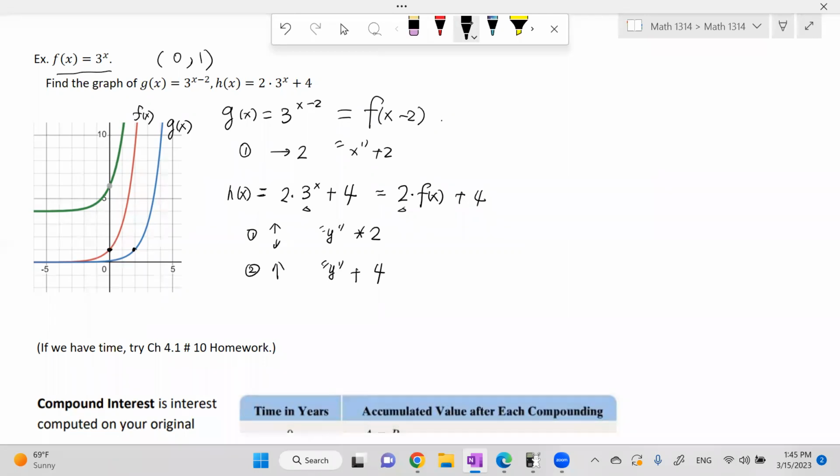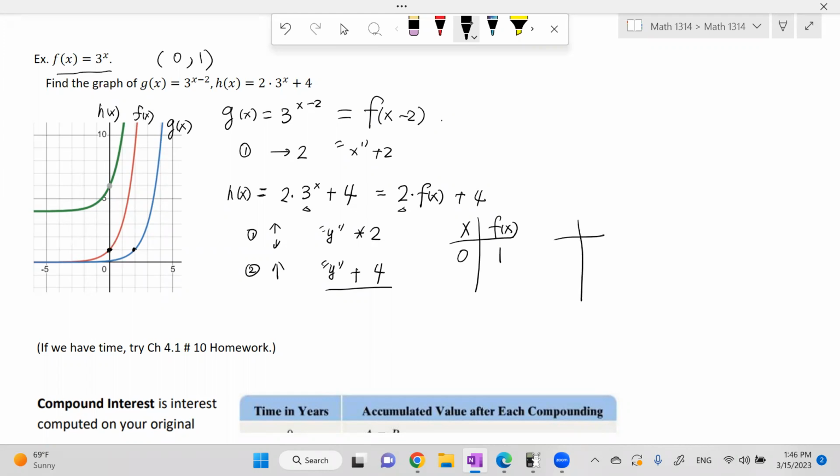The plane curve, this is h of x. Remember that stretching, moving. So let's see. We need to plot the key point. For example, f of x and h of x. The key point, we just have one key point on the f function, which is 0, 1.